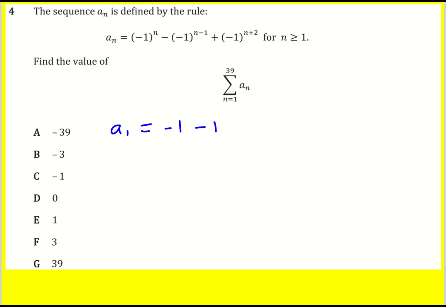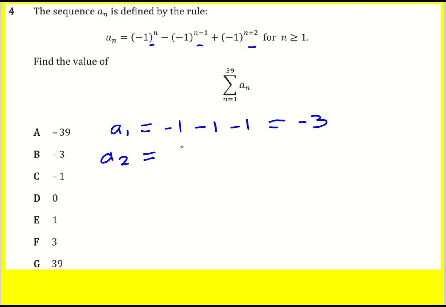So I'm minusing 1, and then I'm adding minus 1 to the power of 3, which ends up being minus 1 again. In fact, I end up subtracting 3 ones to give minus 3. So the first power was odd, the second power was even, and the third power was odd. When I go with A2, it's going to switch around.